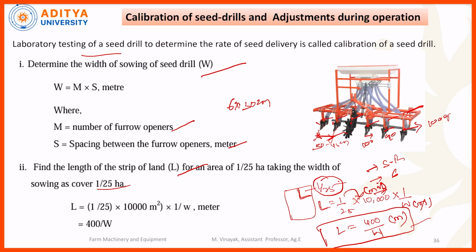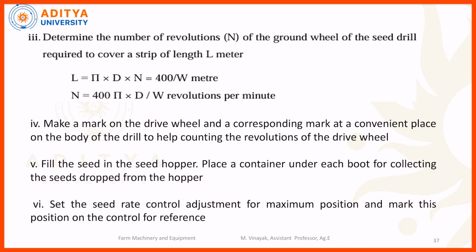In terms of meters, to cover the length of strip land, how many revolutions are required, we need to calculate. This is a ground wheel, which is provided in front of the seed drill. To cover this 1 by 25th area, how many revolutions are required to cover the strip of land? The revolutions depend upon the perimeter of the ground wheel. So L equals pi d n, equal to 400 divided by W.